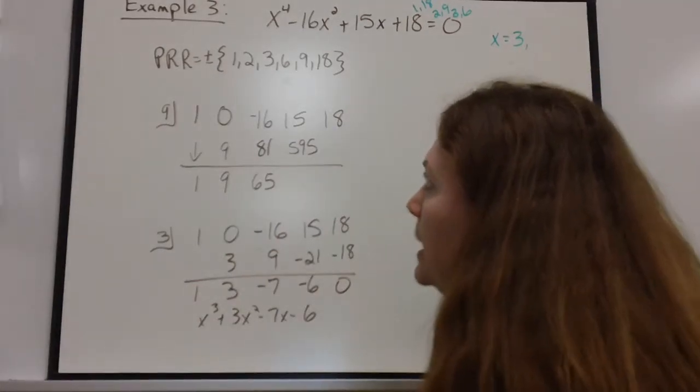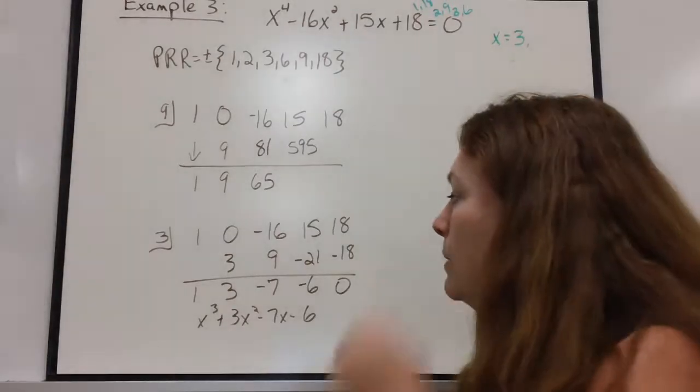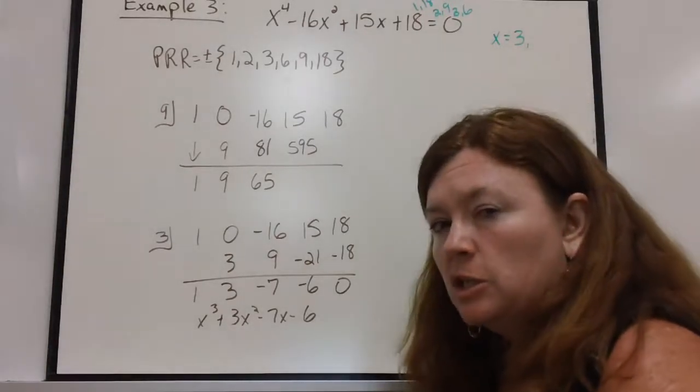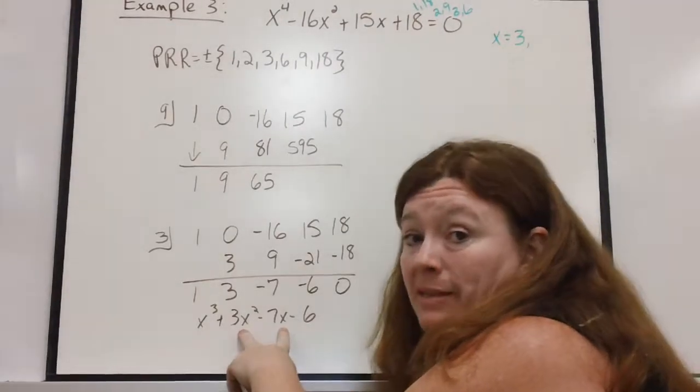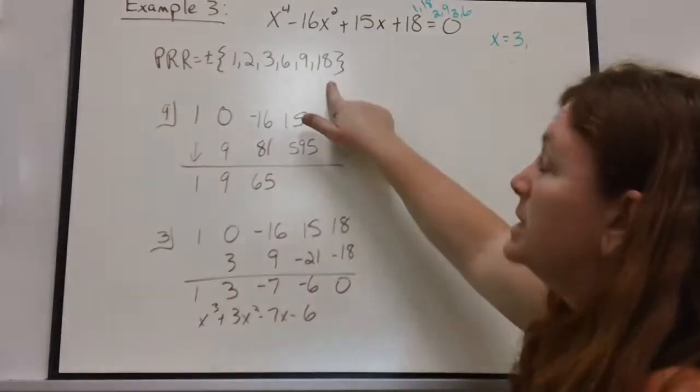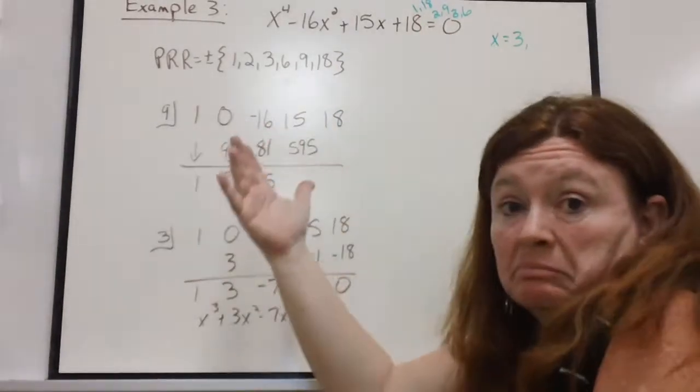We divided an x to the 4th. We found a solution. We got it down to an x cubed. Now we need it to be an x squared. So what I'm going to do is take my solution and keep doing more synthetic division. I'm going to use my same list. I'm just going to keep working on it. Okay?